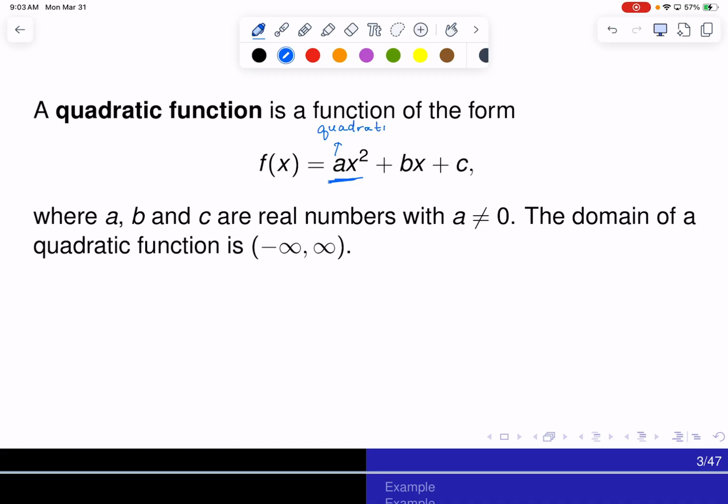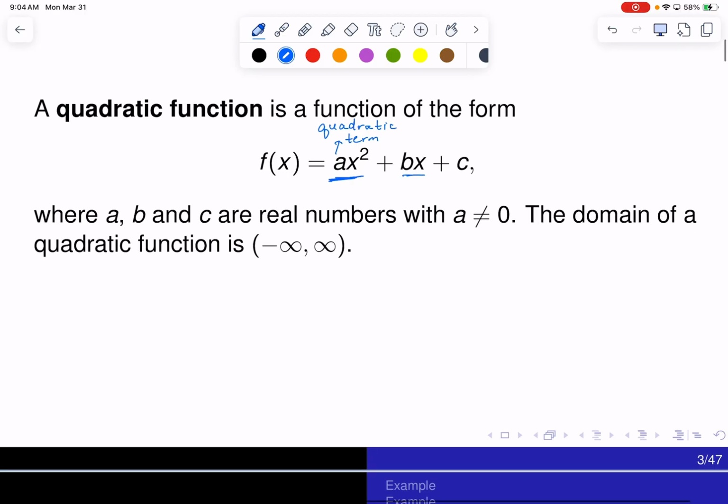If you don't have an x squared term, you can't have a parabola. And if you don't have a parabola, you don't have a U. So in order to have a U-shaped curve, you need to have an x squared term. An x squared term lets you know you have a parabola, and then we have a U.